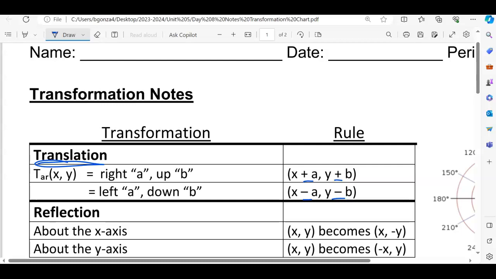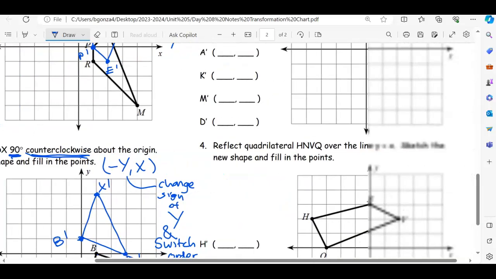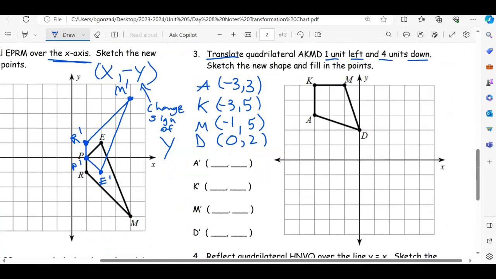Okay? Let me show you. Now, let me put it this way. You could take that graph, and when it says 1 left, 4 down, you could take every single point and go 1 left, 4 down, put a point. 1 left, 4 down, put a point. Right? You can literally move every single point that way. That works. And then fill these in.